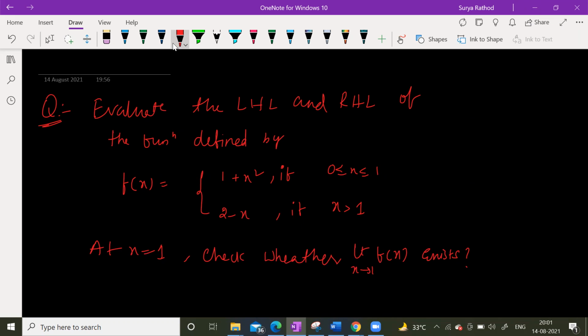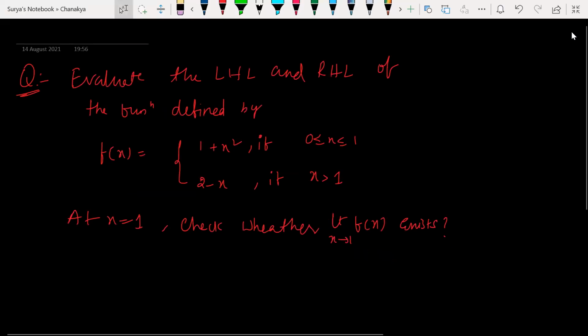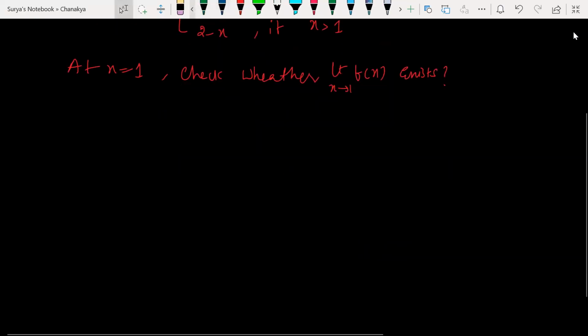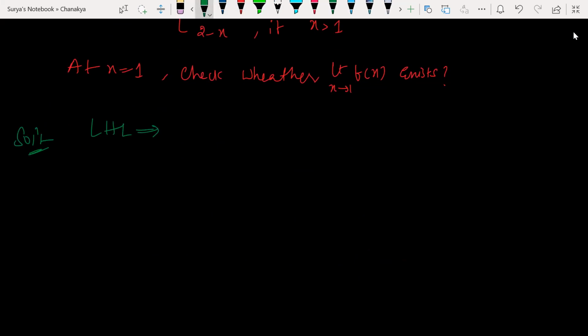Is it clear? Now check it out. How can we check it out? First, we'll find the LHL value. How can I find the LHL value? Look at this. For finding LHL, I have to take the limit as x tends to 1 minus. 1 minus means the left hand side values of 1 for f of x.